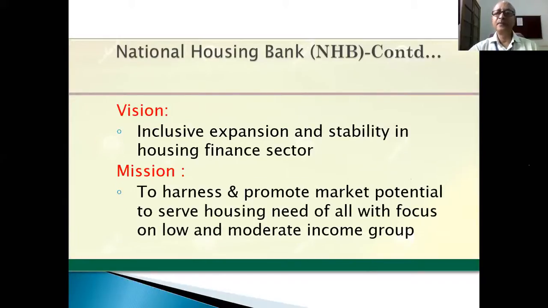The vision of NHB is inclusive expansion and stability in housing finance sector. So the idea is housing finance has been a very vibrant sector. I mean, you do or don't do anything, the construction activity will go on, whether it is village area or town or metro, and there will be need for finance. But what it aims at is inclusive expansion, meaning everybody should have housing for all. What the government talks about, PMAY or Indira Awas, whatever we had down the line. So this is the vision of National Housing Bank, to have inclusive expansion and stability in housing.